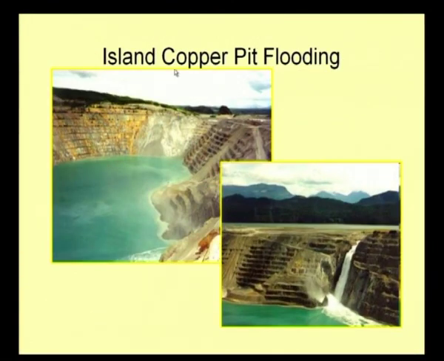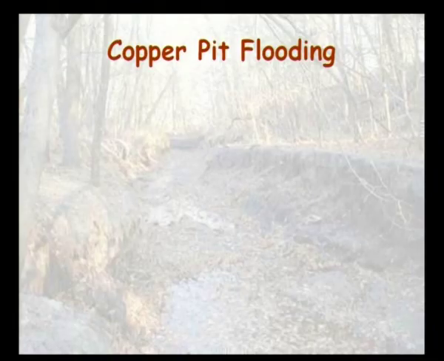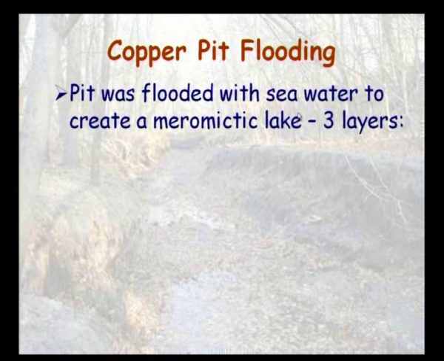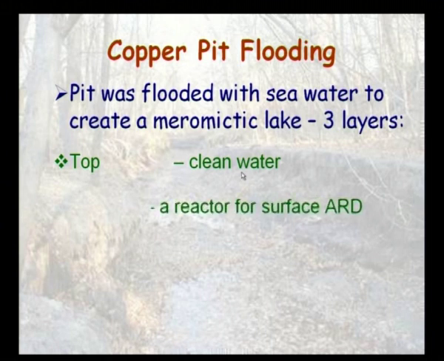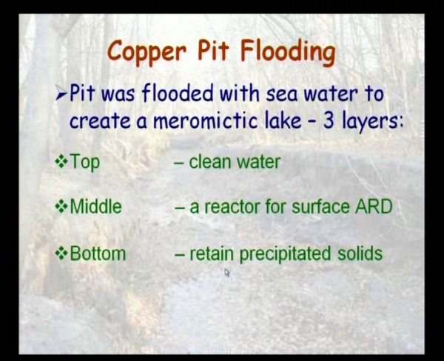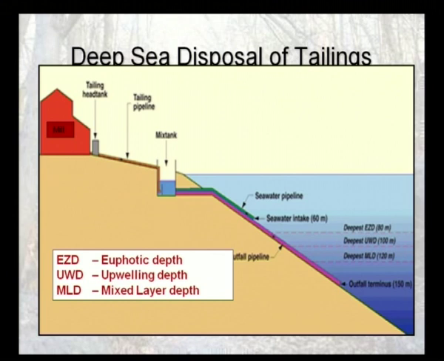And here is the Island Copper pit, which is flooded with ocean water, marine water, so it is converted to a good purpose. The pit is flooded with sea water to create a meromictic lake of 3 layers. The top layer is clean water, the middle layer a reactor for surface ARD, and the bottom retains the precipitated solids. So it is flooded with marine water, and then used for some other purpose, and it is a deep sea disposal of tailings.